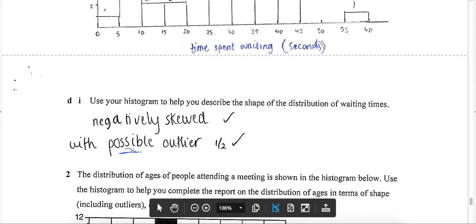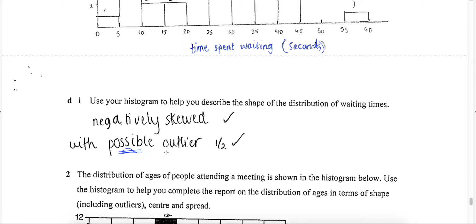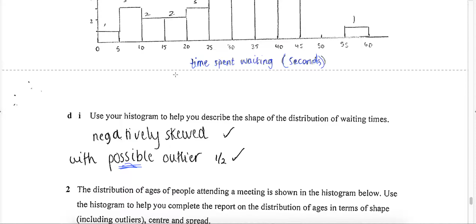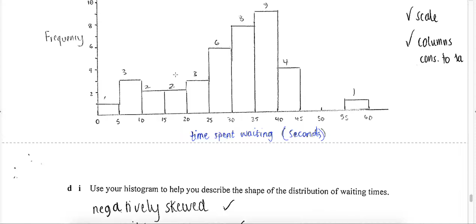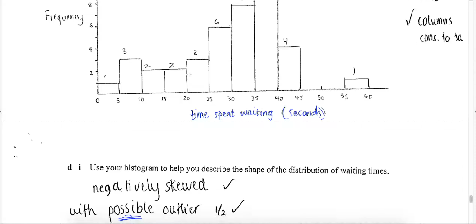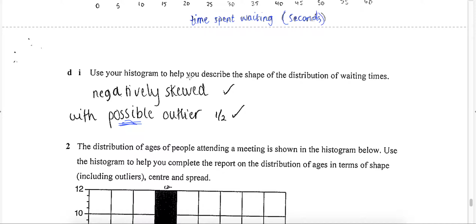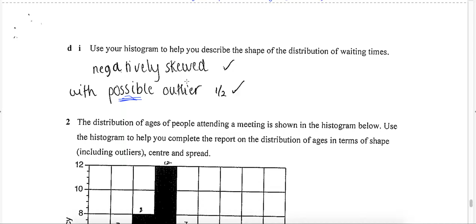You know that now that we've done our box plots as well, there is a way of determining whether an outlier is actually an outlier. We can't do that with this data here because we don't have the actual values, so you wouldn't be asked to find the upper and lower fences. So do use this word possible to demonstrate you haven't calculated whether it's an outlier. You just think it might be just by looking at it.